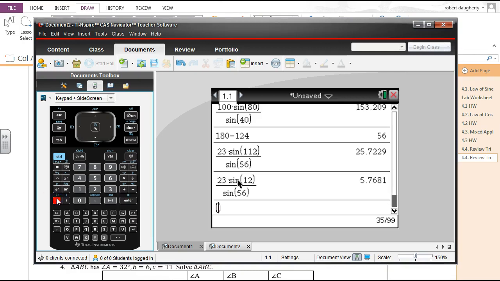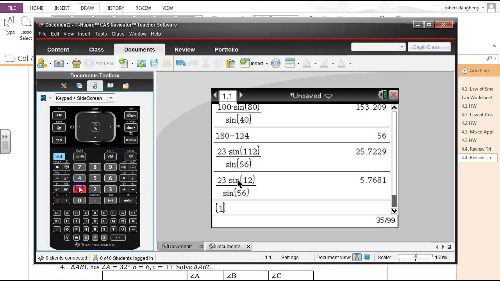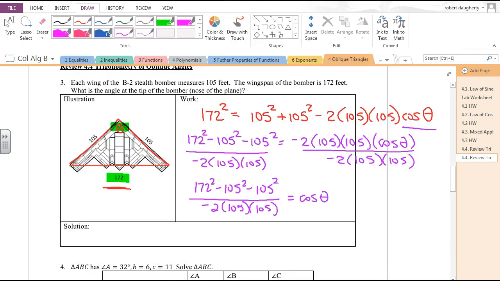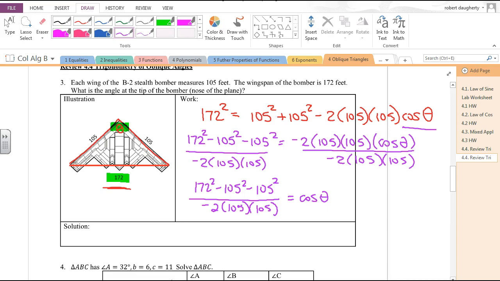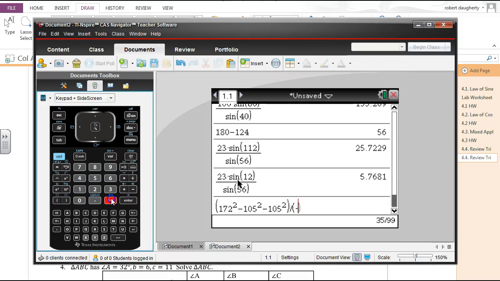I'm going to use parentheses. So I've got 172 squared minus 105 squared minus 105 squared. That is the top of my fraction. So I'm going to end the parentheses and then divide it by, starting another parentheses. What's the bottom of this fraction? Negative 2 times 105 times 105. That is the bottom of that fraction.